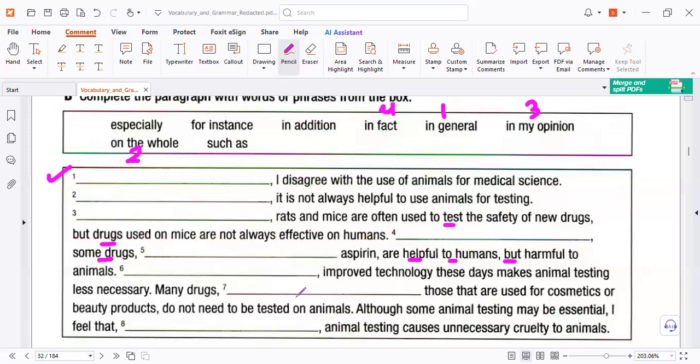Number 5, it's about "such as," because aspirin is an example of drugs. We can use "such as" here because that is an example of the drugs. We have "such as," yes, so this is 5.